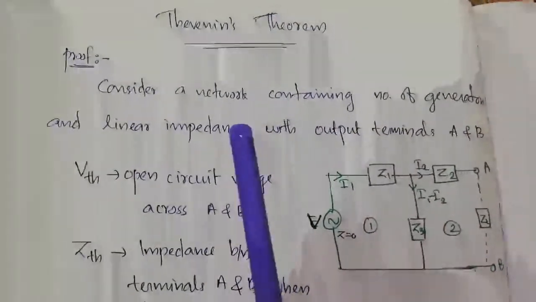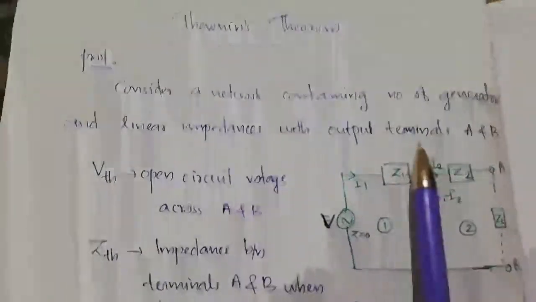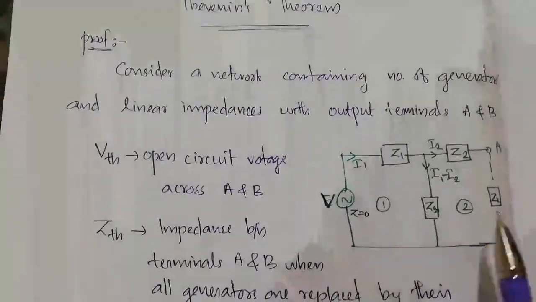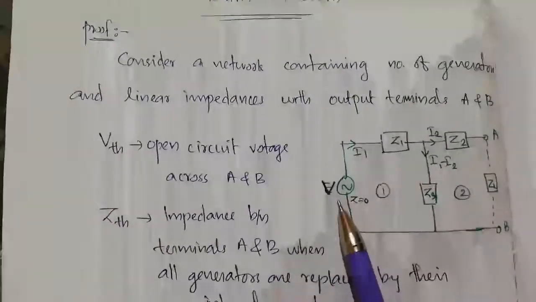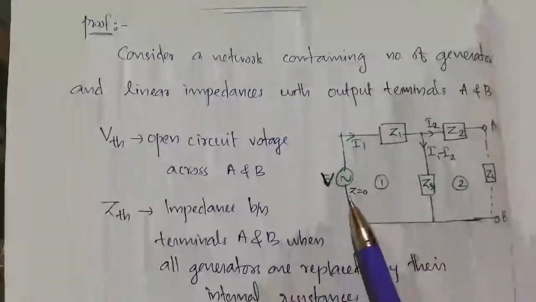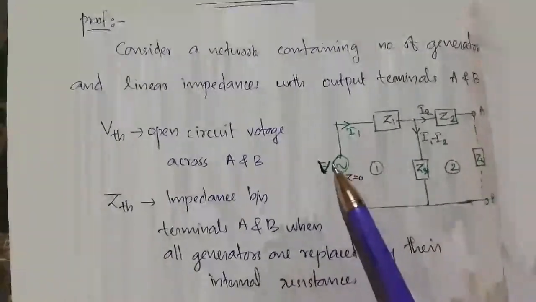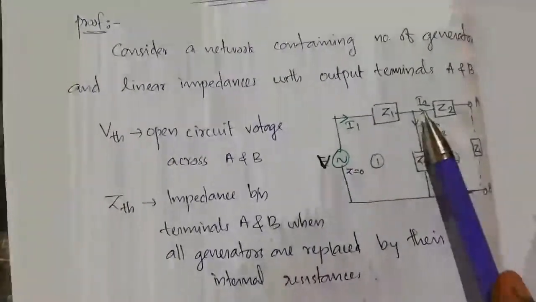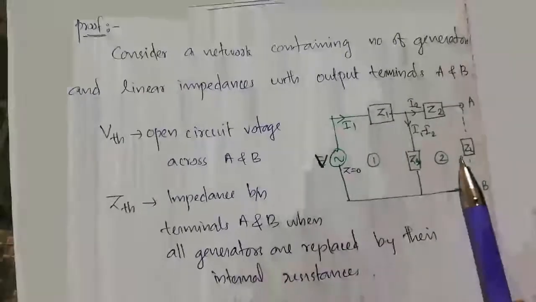Now we can prove Thevenin's theorem. Consider a network containing a number of generators and linear impedances with output terminals A and B. In the circuit, Z1, Z2, Z3 and ZL are the linear impedances, ZL is the load impedance and V is the voltage source. In this system we consider the internal impedance of the voltage source as 0. Now, if I1 is the current passing from the voltage source through Z1, from this point I1 is split as I2 and I1 minus I2. So I2 is the current passing through the load ZL.